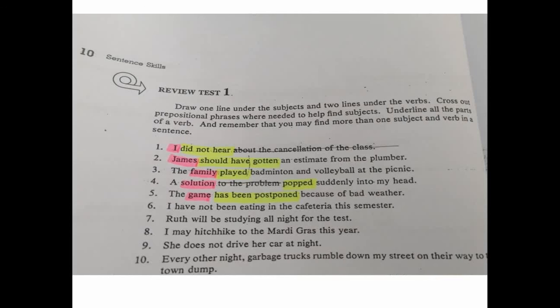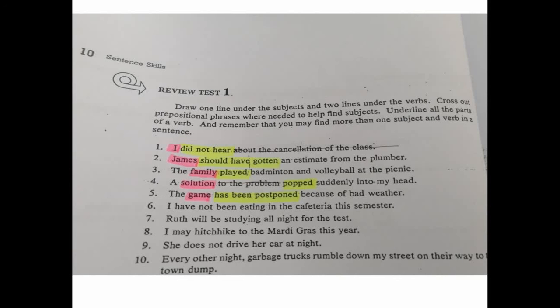Now the review test, that's like a test for yourself, in order to evaluate your level of understanding. Did you understand really well or not? Draw one line under the subjects, okay? And two lines under the verbs. Cross out the prepositional phrases where needed to help find subjects. Underline all the parts of a verb. And remember that you may find more than one subject and verb in a sentence. Let's do the first 5 sentences.